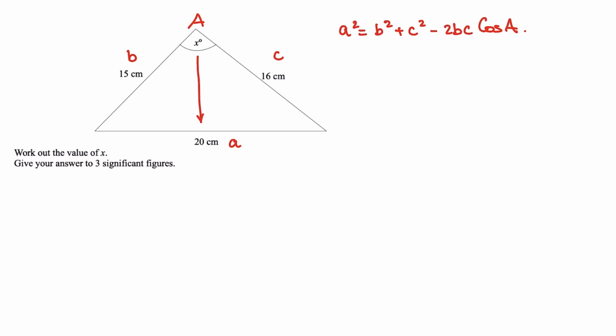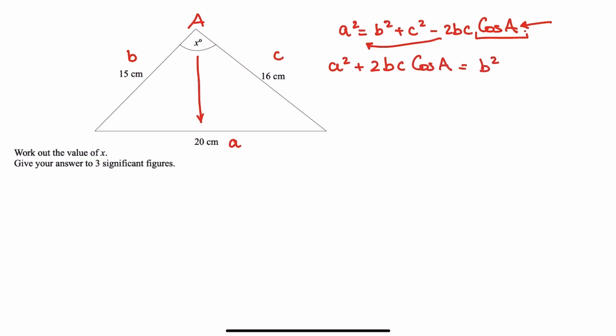We need to rearrange this equation to make cos A the subject, because we want to find the value of capital A. In order to do this, you can either memorize the formula, or by taking a few steps, you can find out the new equation that we will be using. The first step is to move the minus 2bc cos A from the right hand side to the left hand side. As this is a negative, when it goes to the other side of the equal sign, it changes sign. So it becomes a squared plus 2bc cos A is equal to b squared plus c squared.